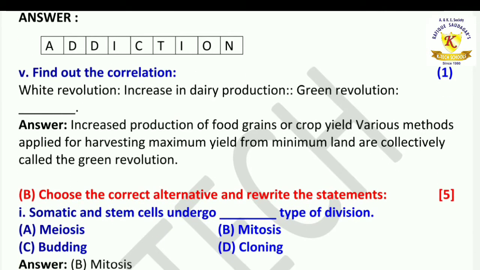Next, find out the correlation. White revolution, increase in dairy production, and green revolution, dash. Answer: increased production of food grains or crop yield. Various methods applied for harvesting maximum yield from minimum land are collectively called the green revolution.